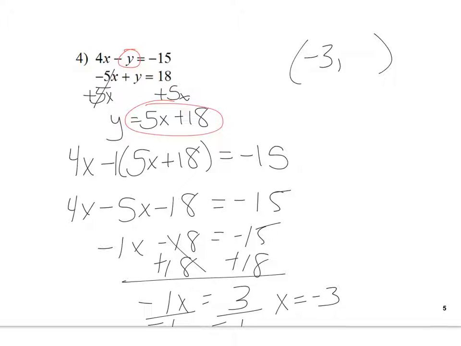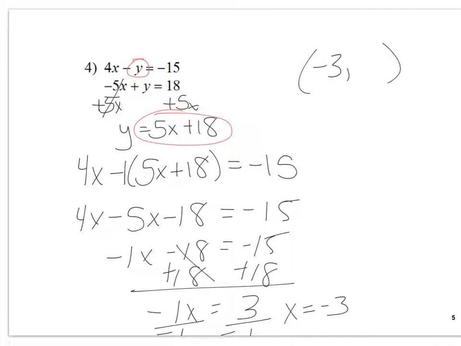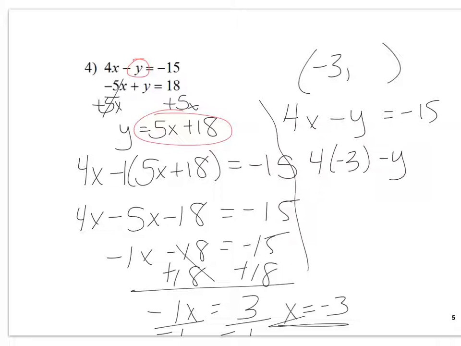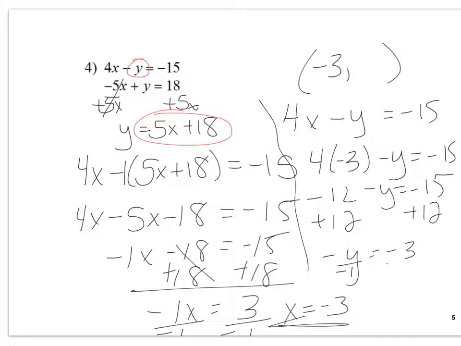So we plug that negative 3 in. I'll just pick the first one. 4x minus y equals negative 15. We're plugging in an x, so 4 times negative 3 is negative 12. This is negative y equals negative 3. So y equals 3.